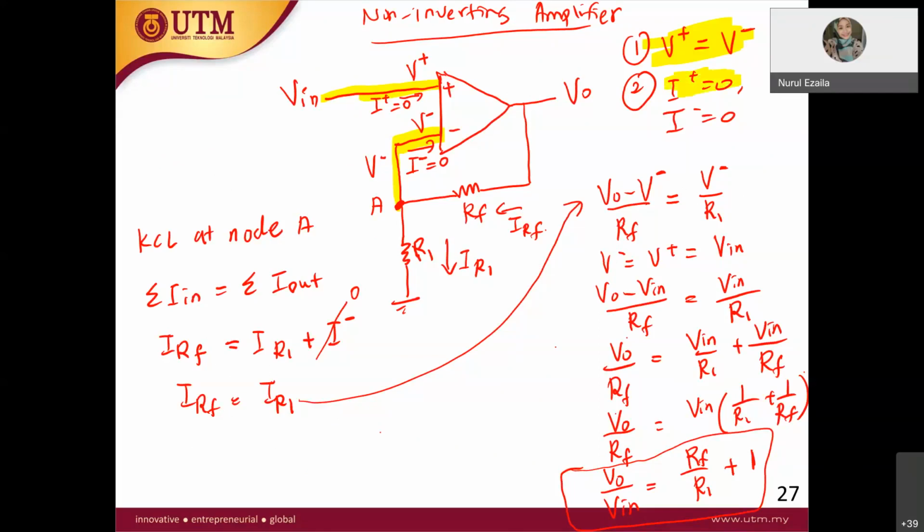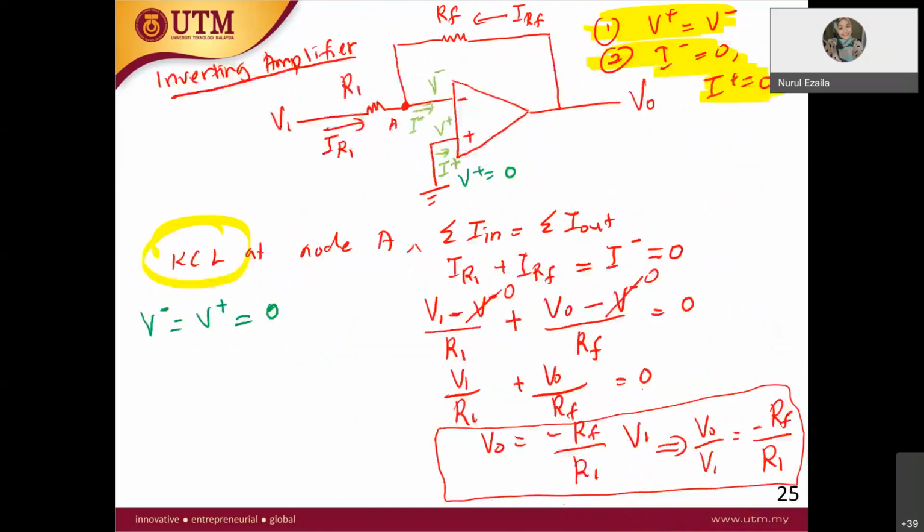V plus, the virtual ground, where V plus equals V minus, and also the high input impedance where no current can enter the op-amp, so I plus equals 0 and I minus equals 0. And then you apply KCL at any node you want. In this case, at node A, which is the inverting node. All right, so what is the third one?